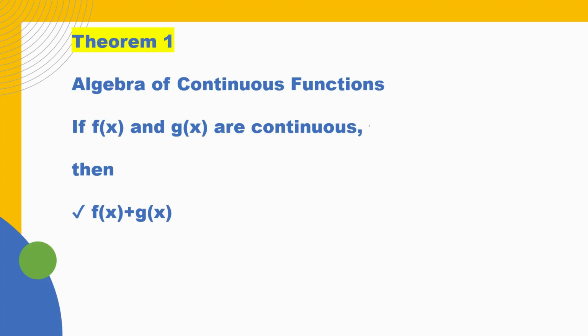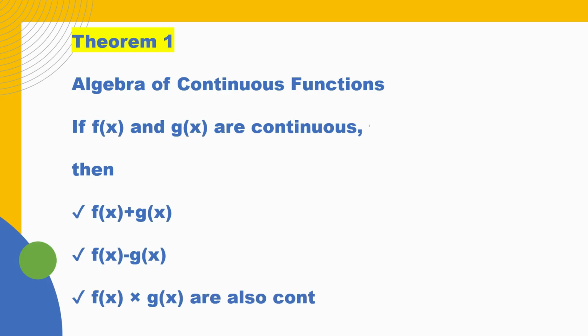If one graph has no break and the other graph also has no break, can adding them suddenly create a break? No. Nothing discontinuous is being introduced. Exactly the same logic applies to subtraction and multiplication. That is why the sum, difference, and product of two continuous functions are also continuous.